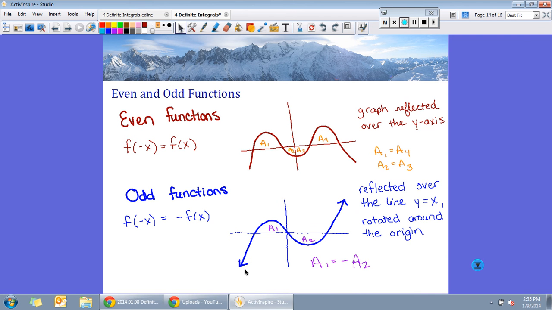Odd functions have a kind of reciprocal look. They are reflected over the line y equals x or rotated around the origin. So when you have an area to the left of the origin, you're going to have the reciprocal area to the right of the origin. So A1 is going to equal the negative area of A2.